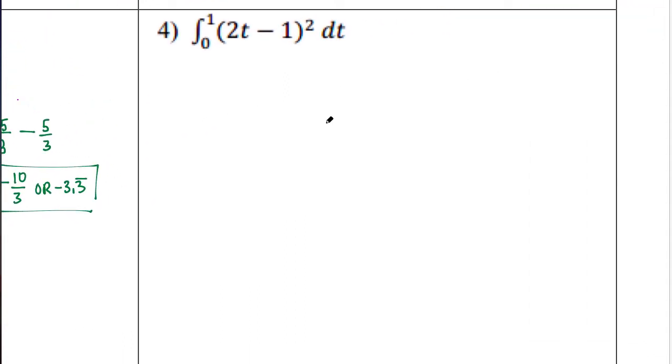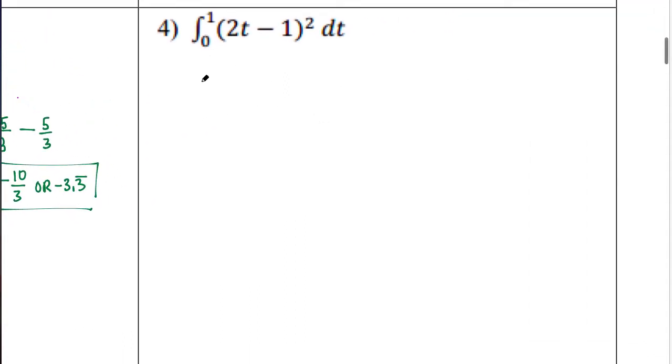Moving on to number 4, we have, rewriting it, the integral from 0 to 1 of (2t minus 1) squared dt. So you can do the chain rule for this. If we want to do the chain rule, that would be fine. We could also just square this, and that would actually probably make it easier for most people. So let's go ahead and do it that way.